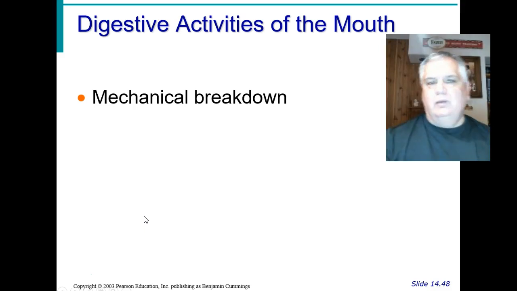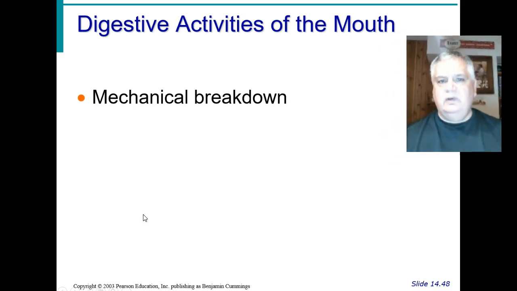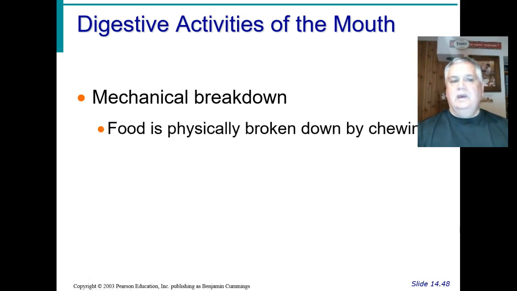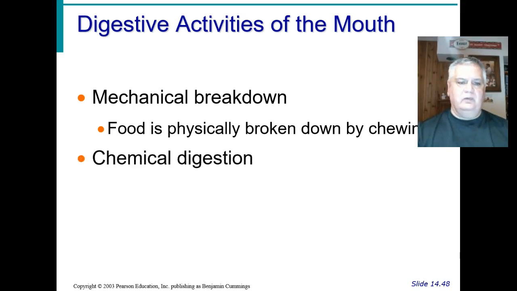All right, so now we're going to go through these different processes. We're going to take a look at how they occur in each part of the alimentary canal. We're going to begin with the mouth. Mechanical breakdown of food occurs in the mouth. So once the food is ingested, we're going to chew it. That's going to physically break the food down into smaller and smaller pieces.